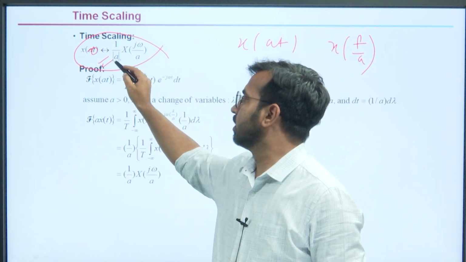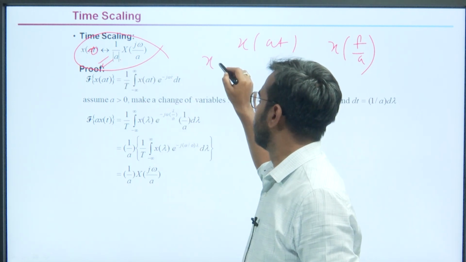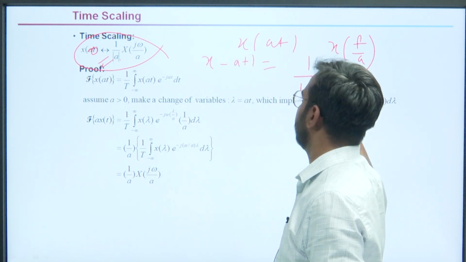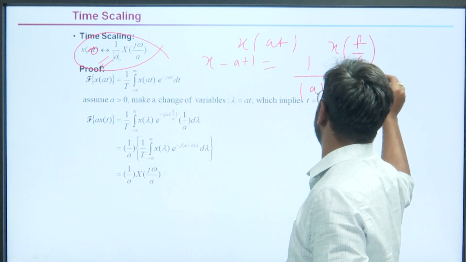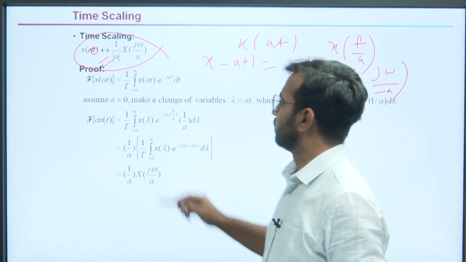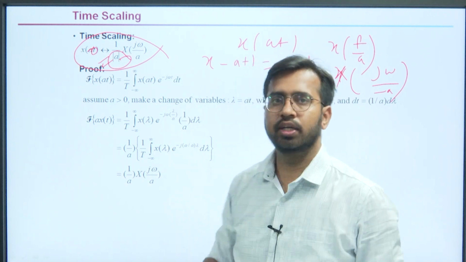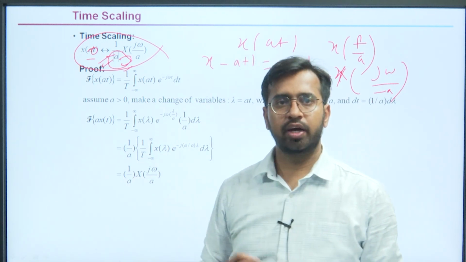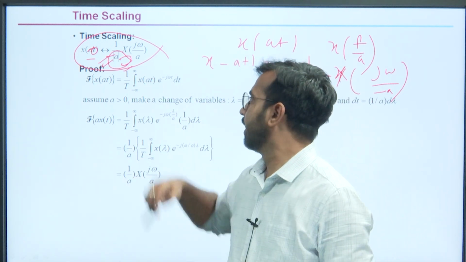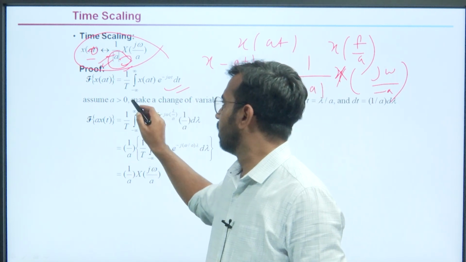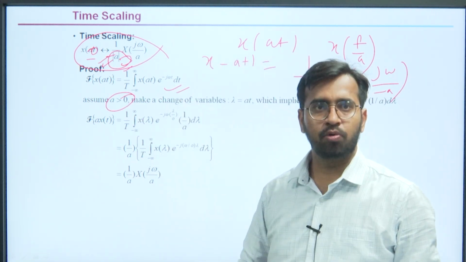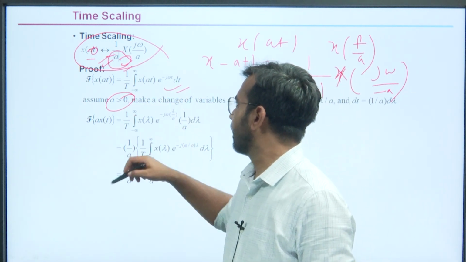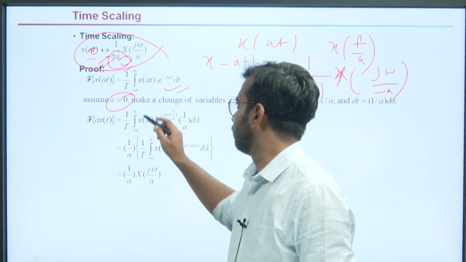That means, even if it is x(minus a t), you will still get the same result in magnitude, because it becomes 1 by modulus a, X(j omega by minus a). So, you have to remember, students often forget this modulus sign here. If there is minus a, in magnitude you will not have minus a, it will still be a. So, this is how we can prove this. Assume a is greater than 0, a is positive, which is what we are discussing today.